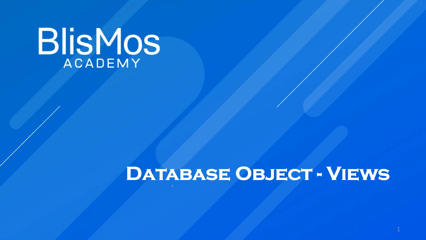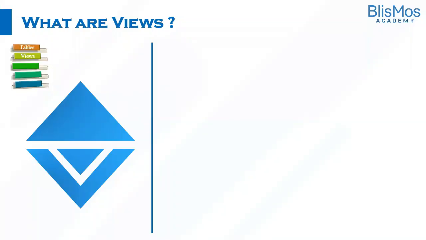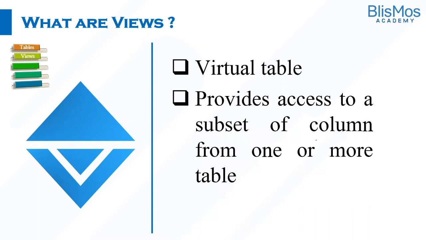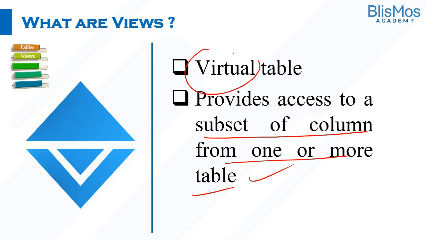As a part of this video, we'll understand views, which is one of the database objects. By the way, what are views? Views are virtual tables which provide access to a subset of columns from one or more tables. So it is already there as a part of the definition. It is a virtual table. What exactly is a virtual table? We'll try to find out as a part of this video.